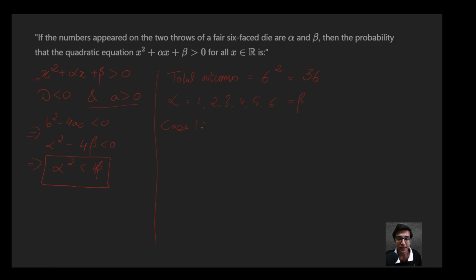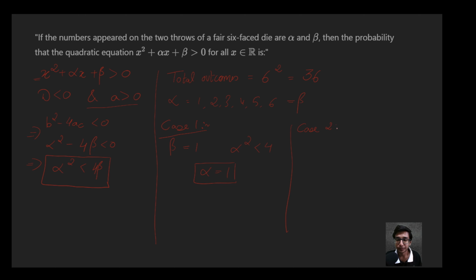Let us take the first case. What is the first case? Let us assume that beta is equal to 1. If beta is equal to 1, that means alpha square has to be less than 4. And what are the values of alpha that we can choose so that it is less than 4? I think we can only choose one value, that is alpha equals 1. Because if we choose alpha to be 2, it would become 4, and 4 is not less than 4. You have to keep in mind that there is not an equal to sign here. It is a less than sign. We cannot take 3, 4, 5 or 6. So in case 1, we have just one possibility.